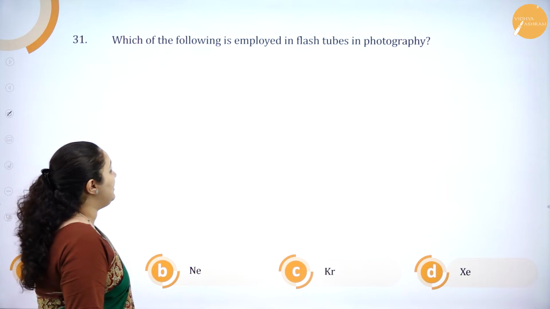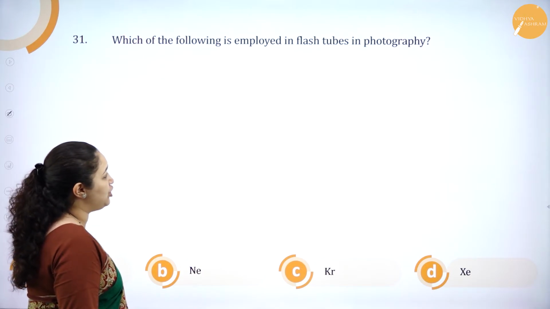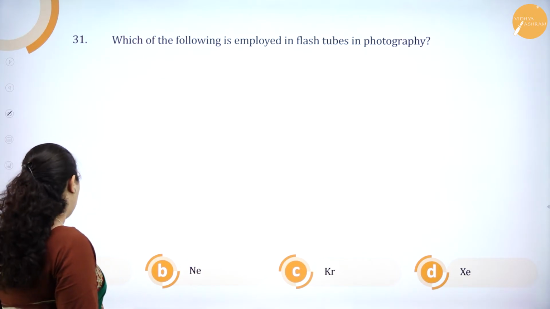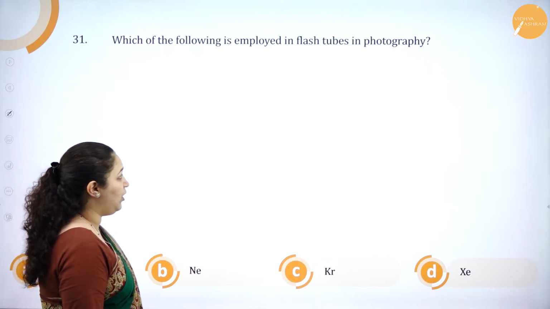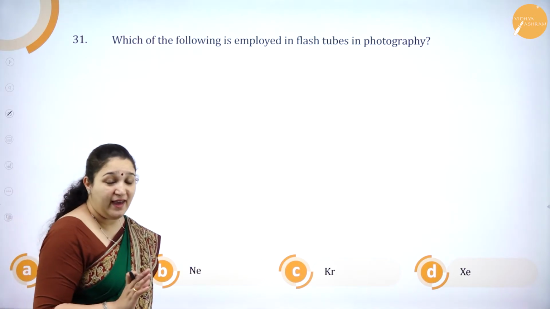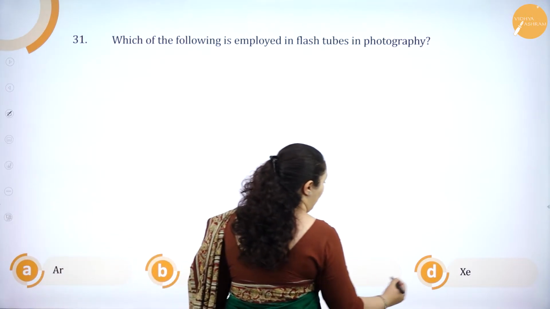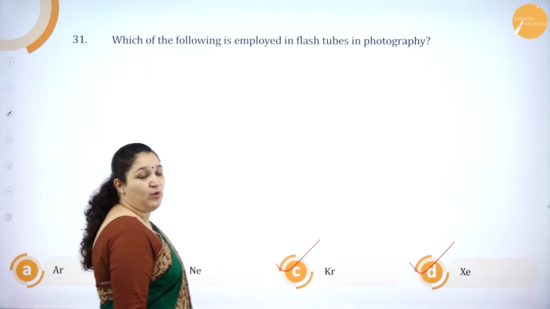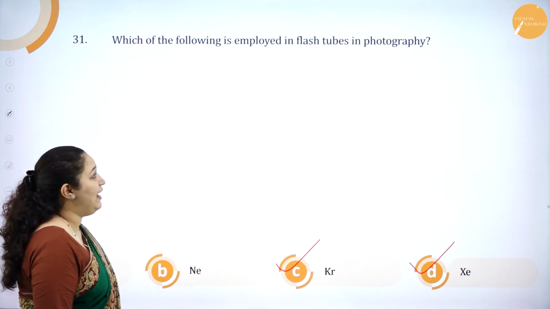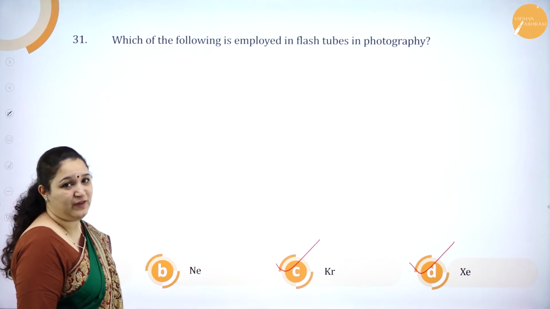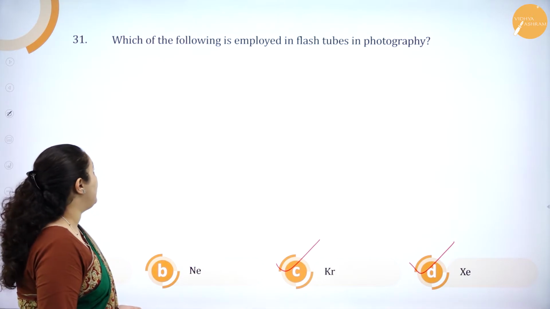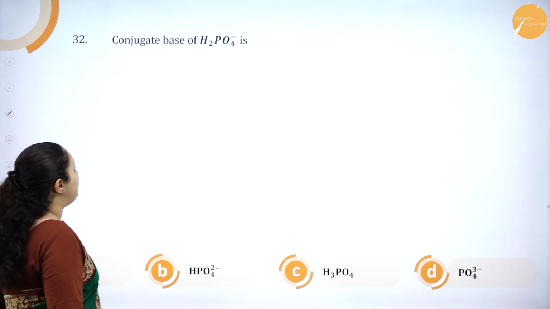Which of the following is employed in flash tubes in photography? Argon, neon, krypton, xenon. Here again we have two correct answers, that is krypton and xenon. Both are used in flash tubes in photography. Okay. Next question.